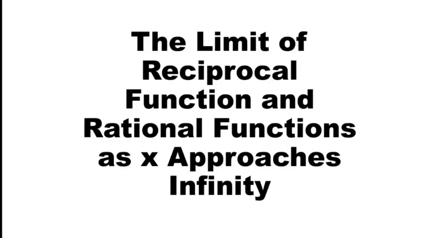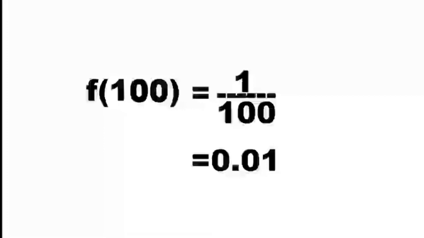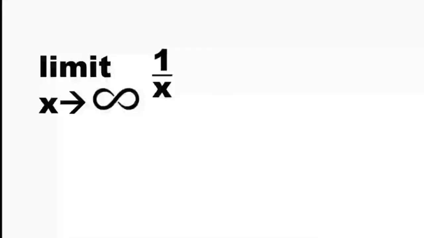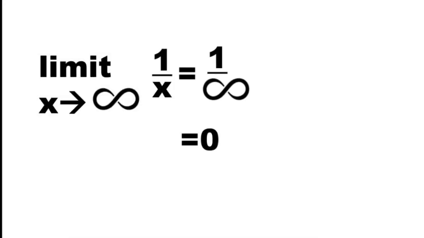Layup is good. The limit of reciprocal function and rational functions as x approaches infinity. We know that f of 100 in a reciprocal function is equal to 1 divided by 100, which is equal to 0.01. If we make this f of 1000, then it's equal to 1 divided by 1000, which is equal to 0.001. Here, as x becomes bigger, the value of f of x is approaching 0. So the limit of 1 over x or a reciprocal function as x approaches infinity is 0.